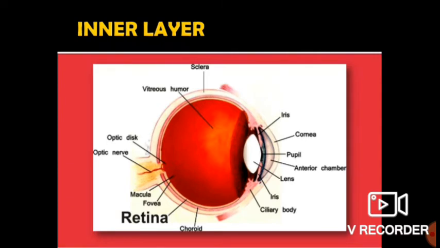This is the structure of inner layer of eye. This is the ultrastructure of eyes, and labeled also. One by one I will discuss to you each part.